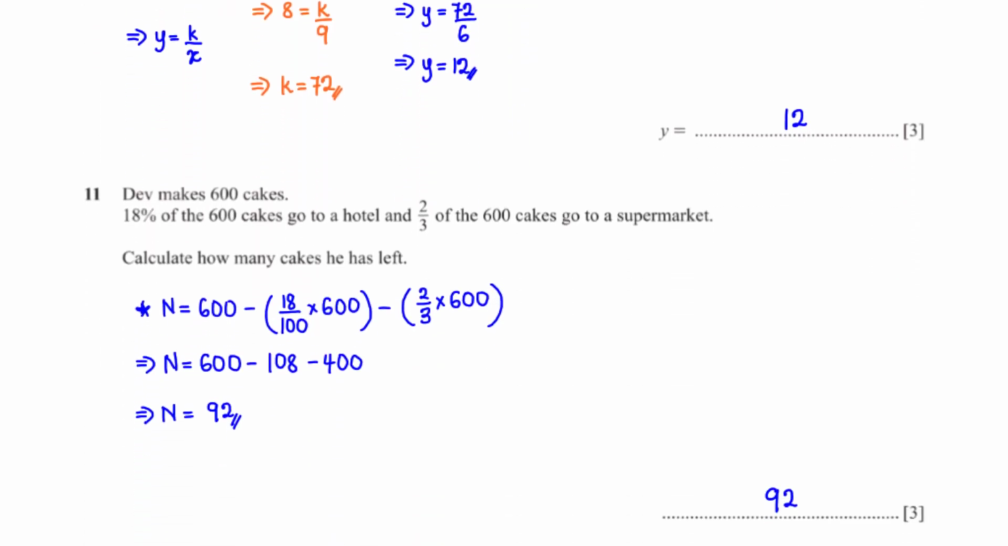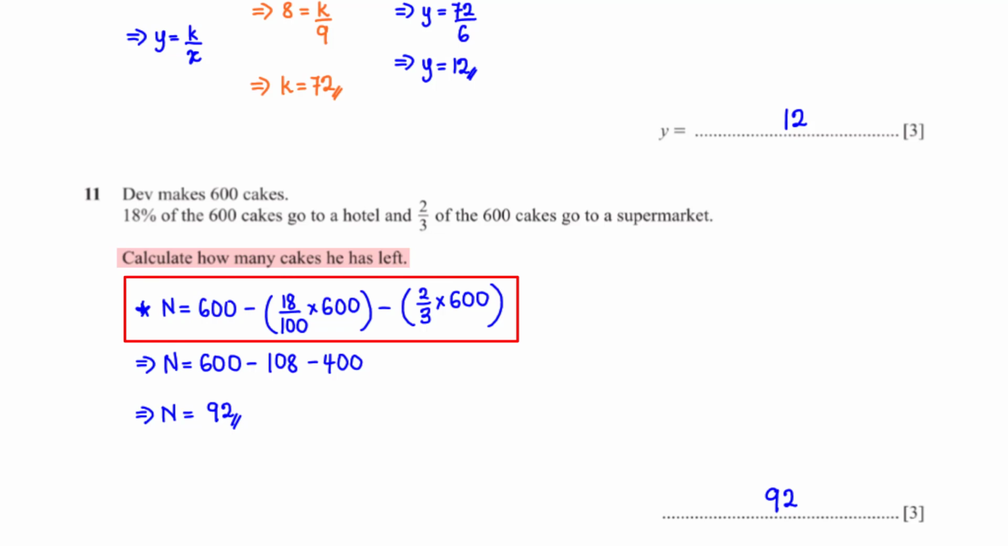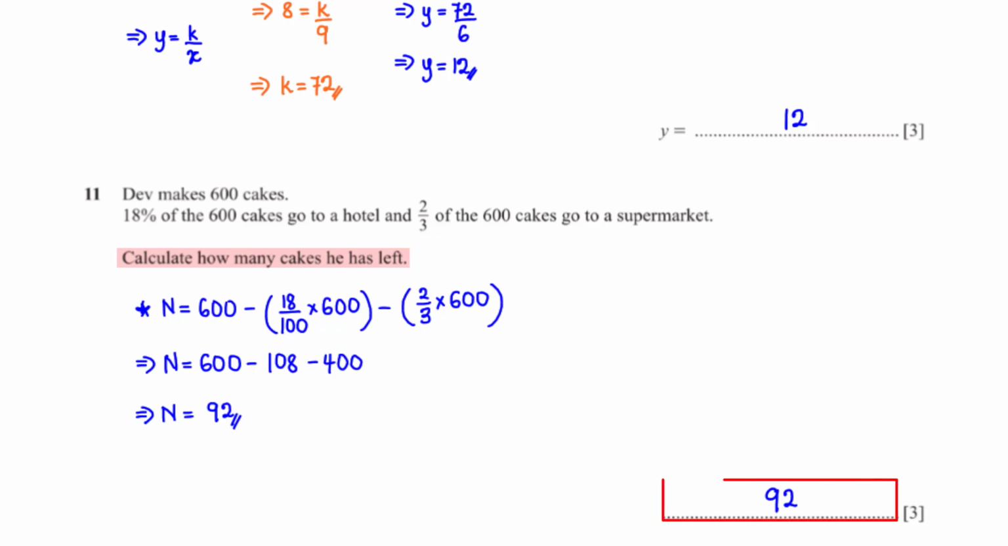Dev makes 600 cakes. 18% of the 600 cakes go to a hotel and 2/3 of the 600 cakes go to a supermarket. Calculate how many cakes he has left. To get this number, we subtract 18% of 600 and we also subtract 2/3 of 600 from 600. When we type this into the calculator, we get 92.